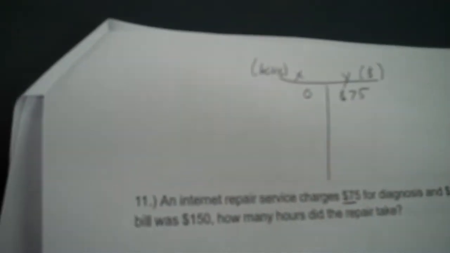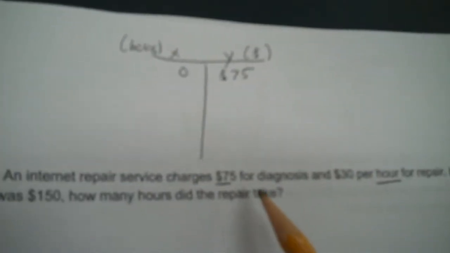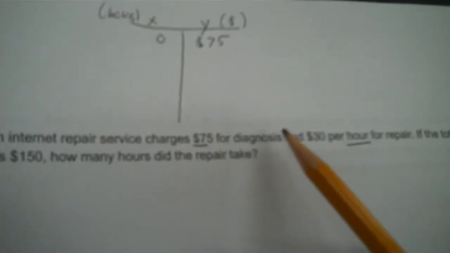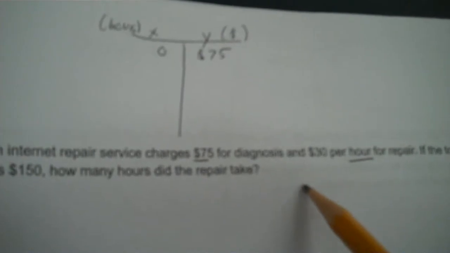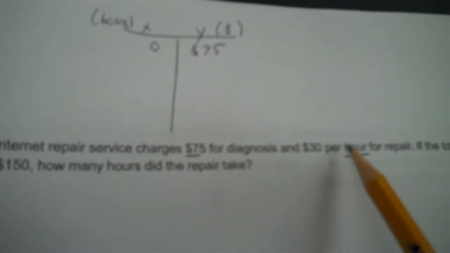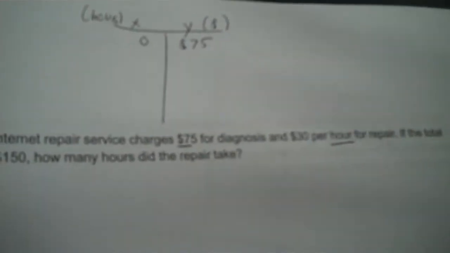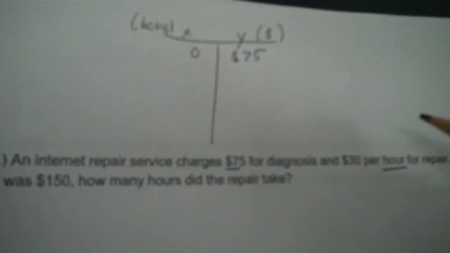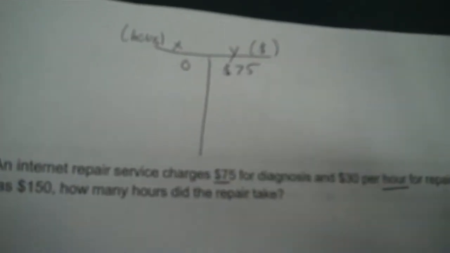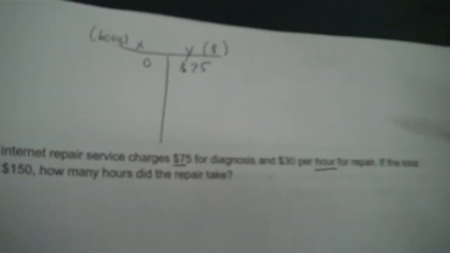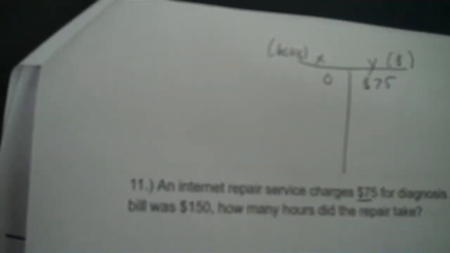Okay, story problems. Now keep your eye on that table up there. It says an internet repair service charges $75 for diagnosis. Diagnosis means they come in and tell you why it's not working. That's all they do. But then they charge $30 per hour for repair. They charge $30 per hour to fix it. So before they even will work on it, it costs $75 just to come in and tell you what's wrong with it. If the total bill was $150, how many hours did the repair take?